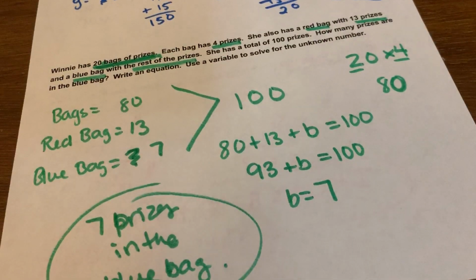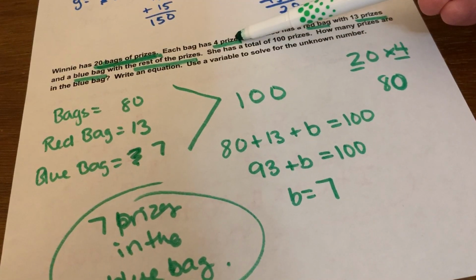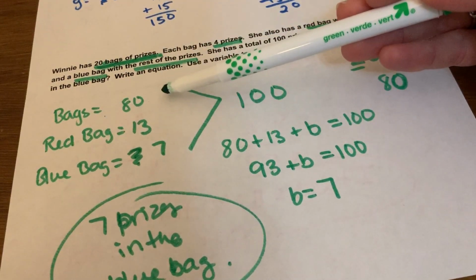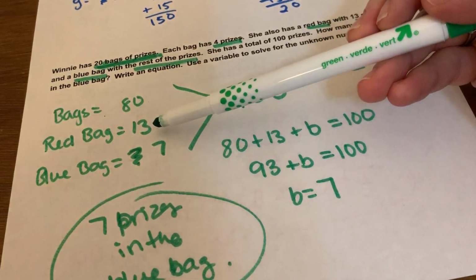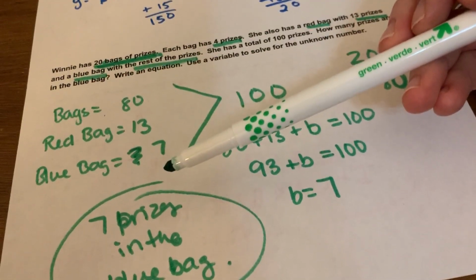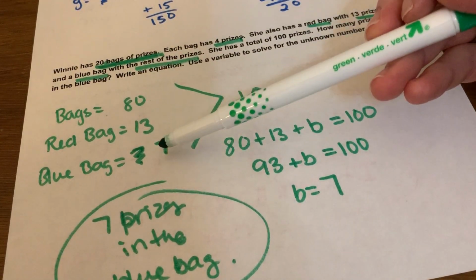All right, so I'm going to walk through this really quick for you. So she had 20 bags of prizes and each bag had 4 prizes. So that's why I just went ahead and figured out there's 80 prizes there. She's got a red bag too, and there's 13 prizes. We can just write that down. We know it. Blue bag has the rest. So that's our mystery number. She's got a total of 100, and we want to know how many prizes are in the blue bag.